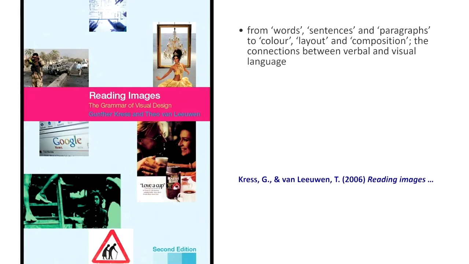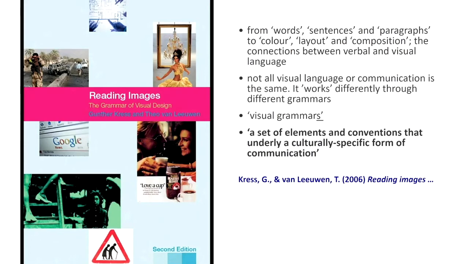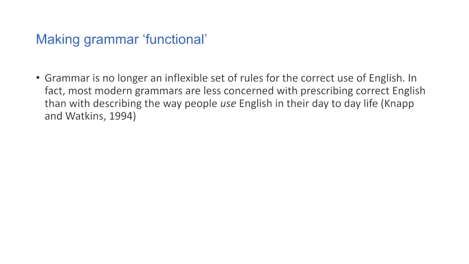Okay, so in their book, Reading Images, that's what the most up-to-date version of the book looks like. It's very interesting if you're into sort of media studies or visual stuff. They move from words, sentences and paragraphs to things like colour, layout and composition. And they talk about the connections between verbal and visual language in this book. They argue that not all visual language or communication is the same, but it can work differently and has different grammars even within a visual way of thinking about grammar. So not just a visual grammar, but visual grammars. And that definition again, a set of elements and conventions that underlie a culturally specific form of communication.